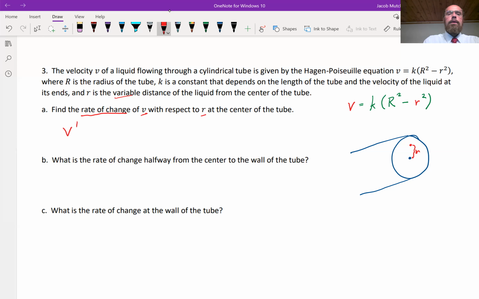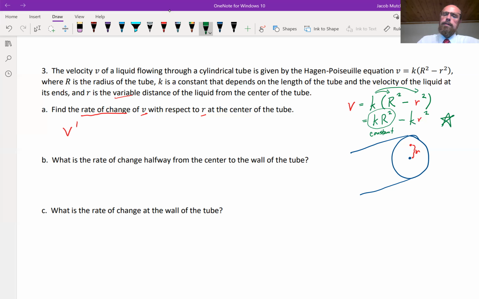To help me out with this, I want to distribute this k. So I'm just going to send it to each of those terms. And this will be k big R squared. So that whole product there, k big R squared, that's a constant. Minus k little r squared, that's a polynomial. So it's got a variable squared with a constant coefficient out front. So I'm going to work on this version as I write the derivative.